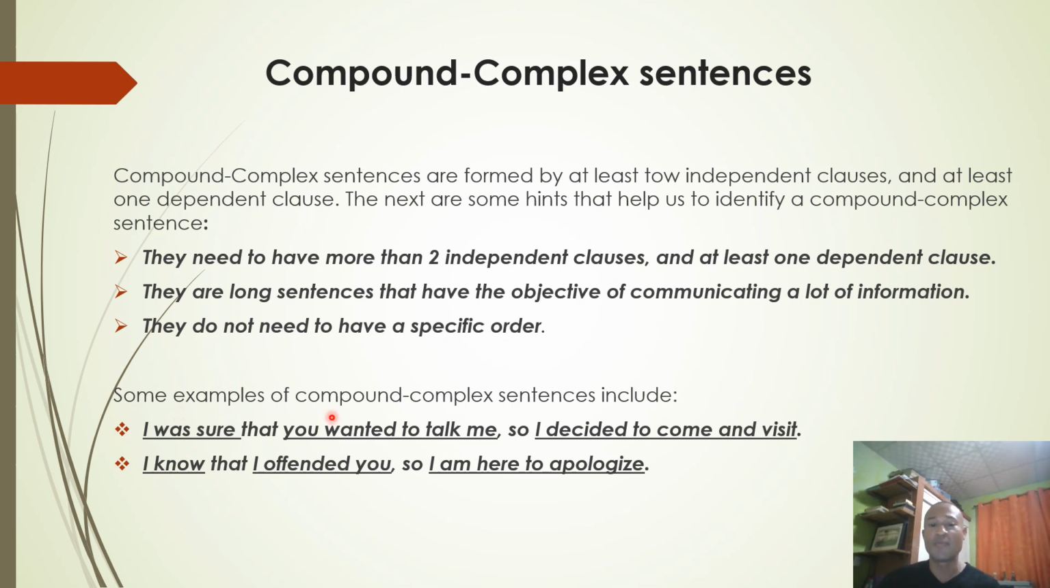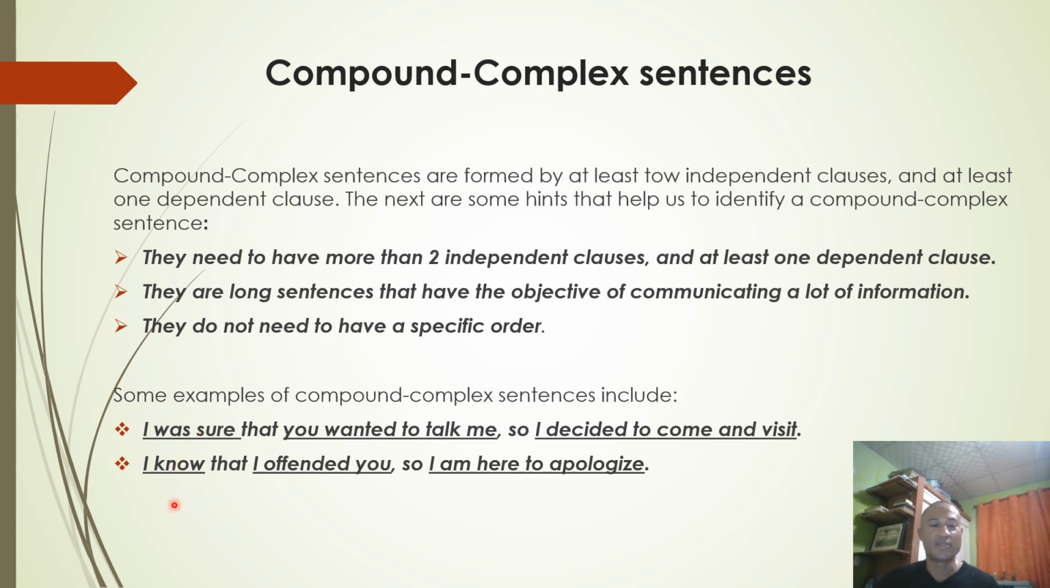Some examples of compound complex sentences include: I was sure that you wanted to talk to me, so I decided to come and visit. Here we see that we have three clauses. I was sure you wanted to talk to me, I decided to come and visit. The last two clauses are independent clauses, and they are linked by a coordinating conjunction and separated by a comma. And I was sure is a dependent clause.